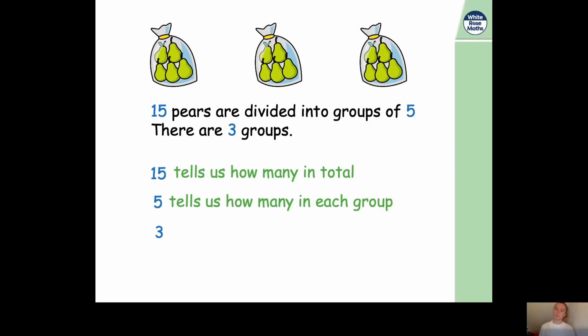So what does the 3 represent? Yes, so 3 represents how many groups there are. Fantastic. So we can write this as a division number sentence, doing 15, because there are 15 pairs all together before we start grouping them, divided by 5 because they're in groups of 5, equals 3 because there are 3 groups all together. When we put the pairs in groups of 5, there are 3 groups.